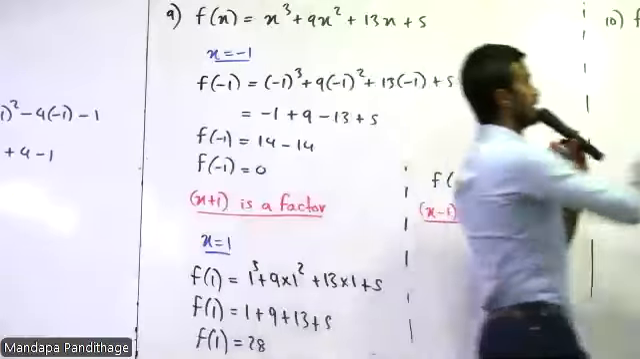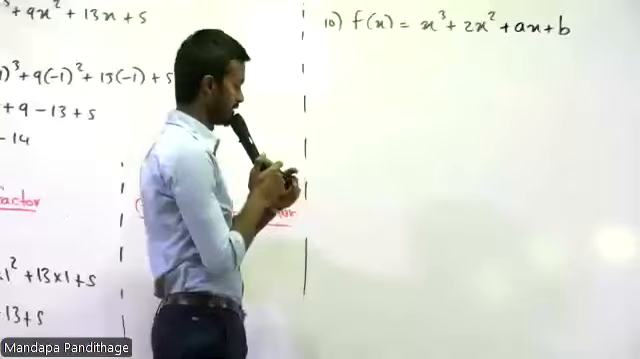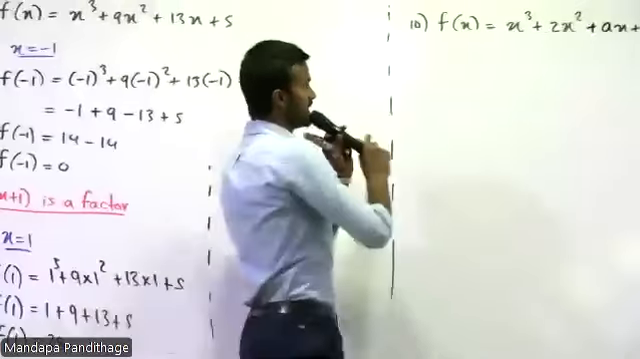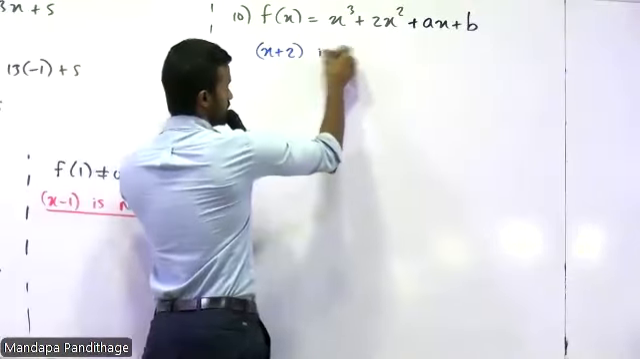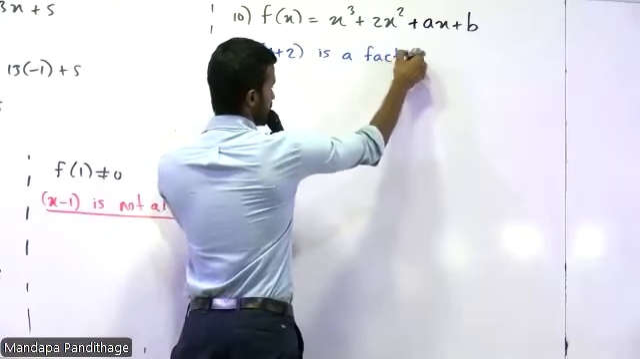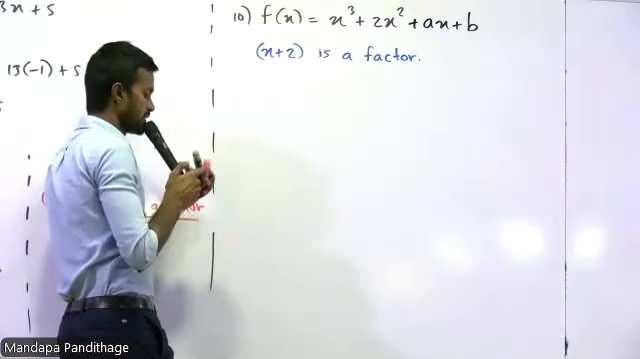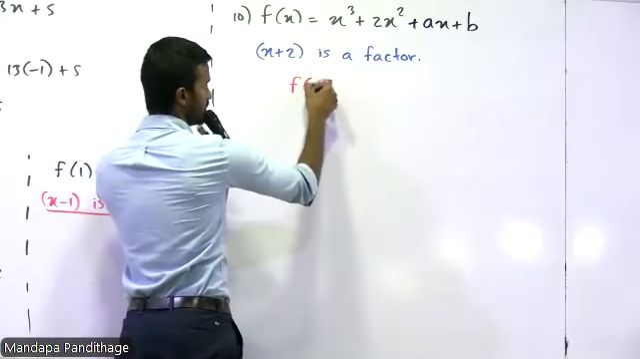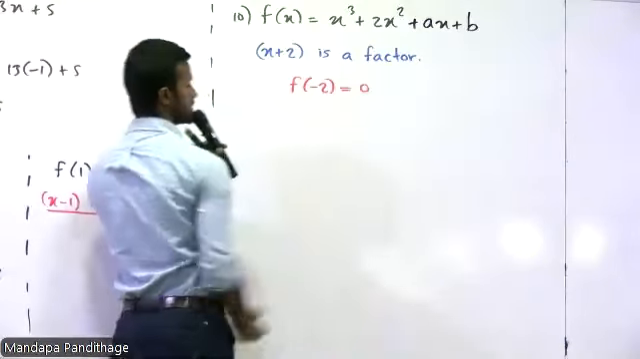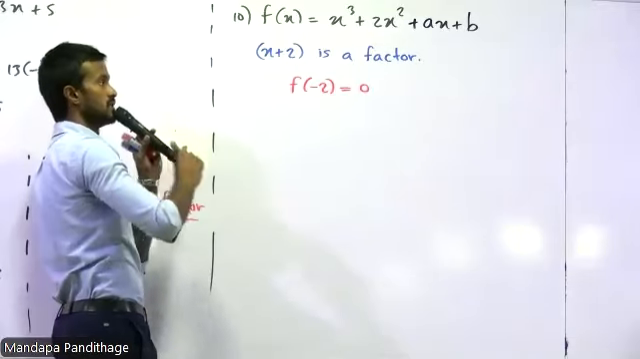So we have plus ax plus b. And the data they have given is x plus 2 is a factor. Divisible by means it's a factor. So x plus 2 is a factor. So what can you write using factor theorem? You can write that f(-2) is equal to 0. That is factor theorem. f(-2) is equal to 0.